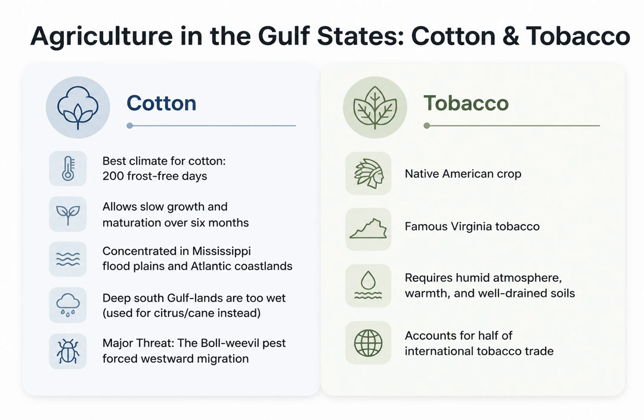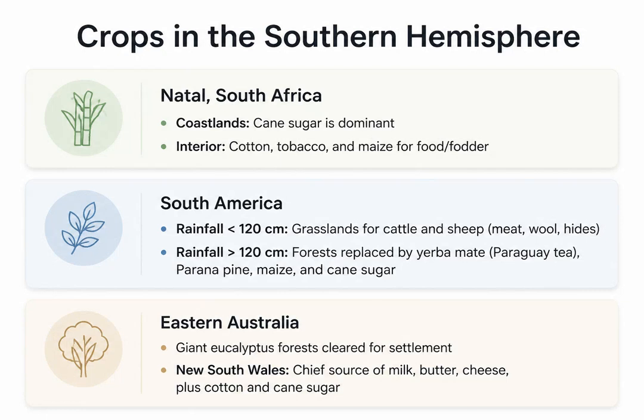Alongside cotton, tobacco is a major cash crop. Native to America, crops like Virginia tobacco thrive in the humid, warm, well-drained soils of the eastern states, supplying half of the international tobacco trade. Looking at agriculture in the southern hemisphere, the coastlands of Natal are dominated by cane sugar, while the interior grows cotton, tobacco, and maize. In South America, the agricultural activity is dictated by rainfall.